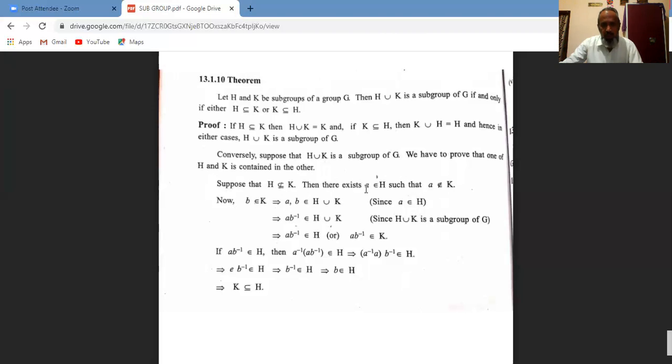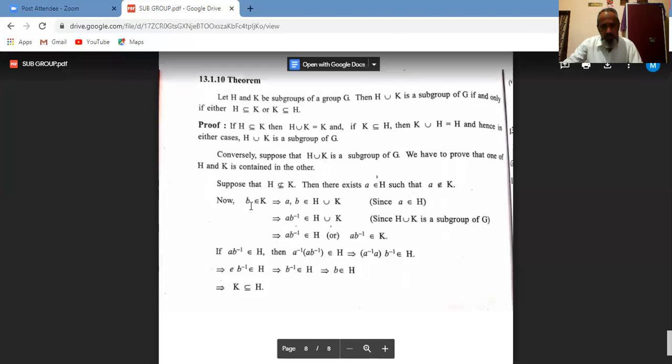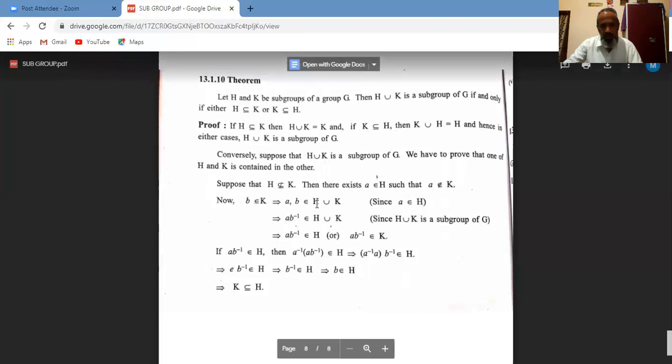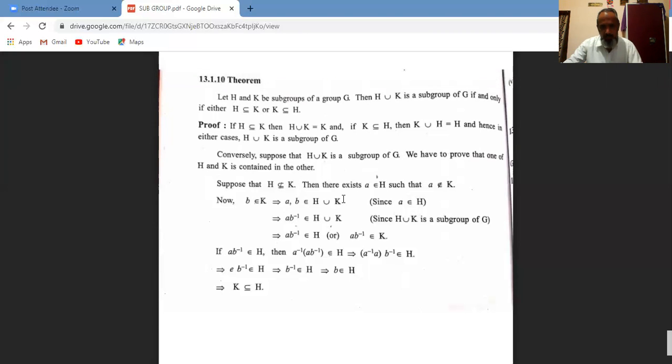Now we take B belongs to K. So A, B: A belongs to H and B belongs to K. A, B belongs to the union of these two, H and K. A, B belongs to H union K. So if A, B belongs to H union K, what is H union K? H union K is a subgroup of G. We have assumed this.